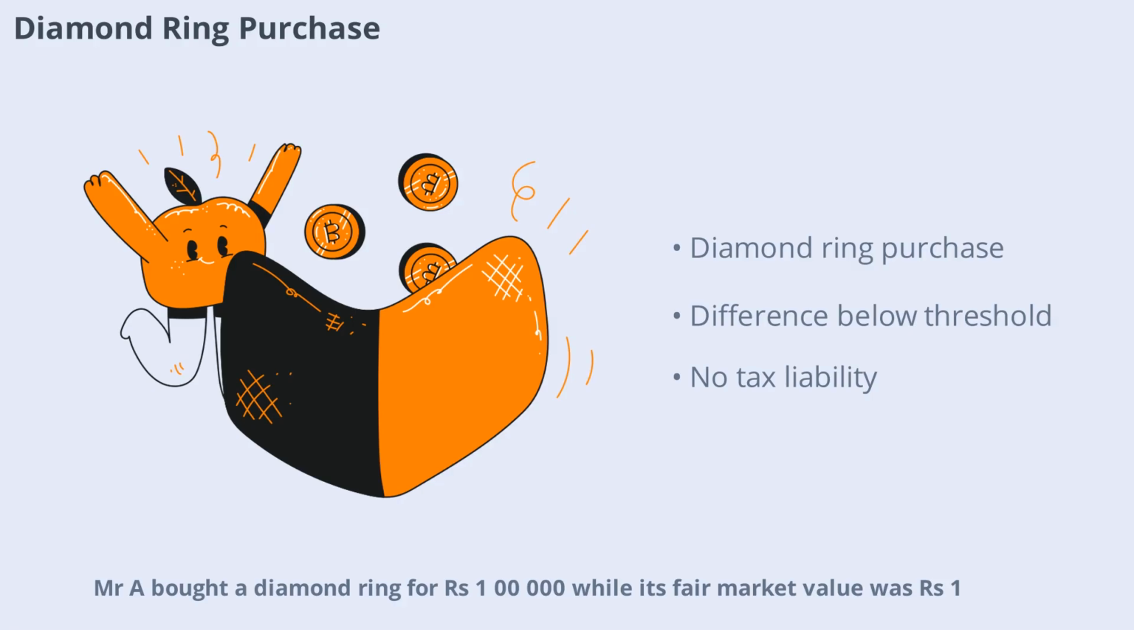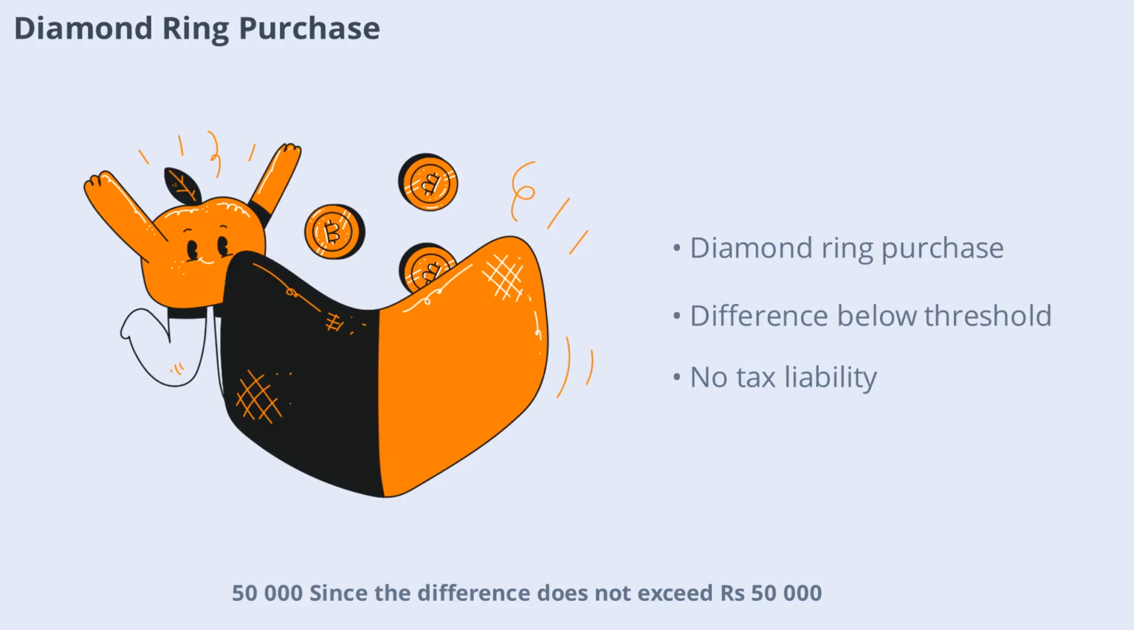Mr. A bought a diamond ring for Rs. 100,000 while its fair market value was Rs. 150,000. Since the difference does not exceed Rs. 50,000, there is no taxable income from this transaction. The threshold is important in determining taxability.